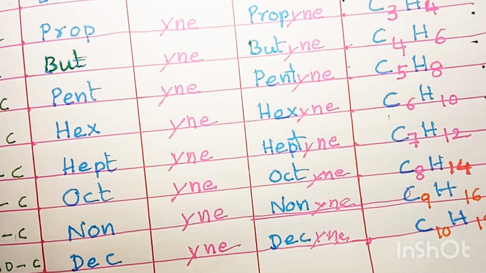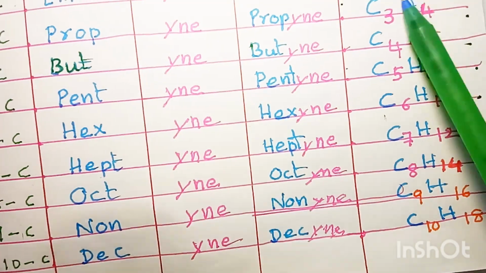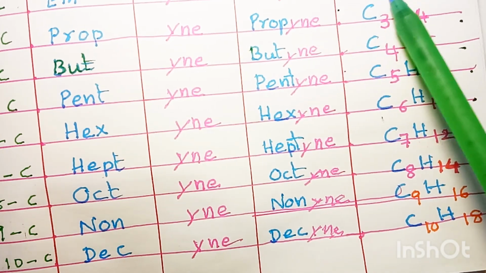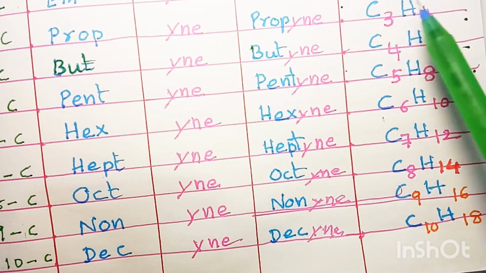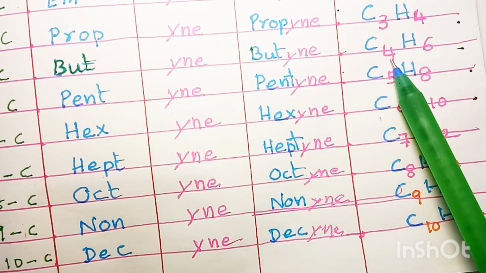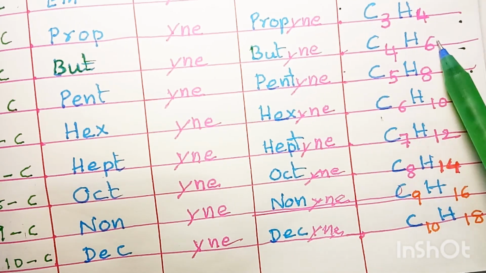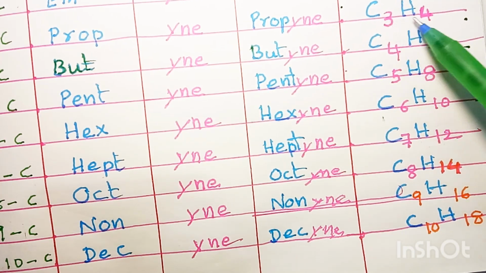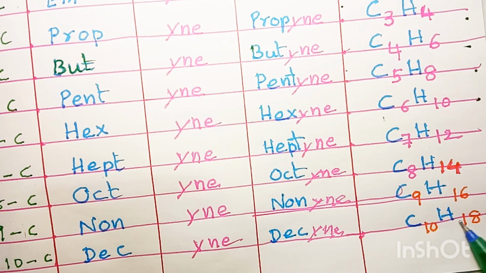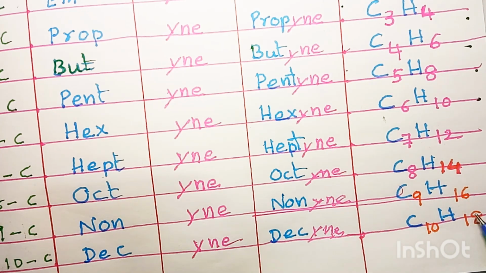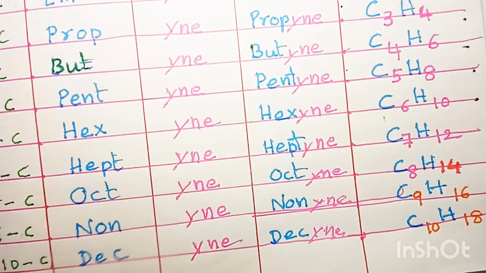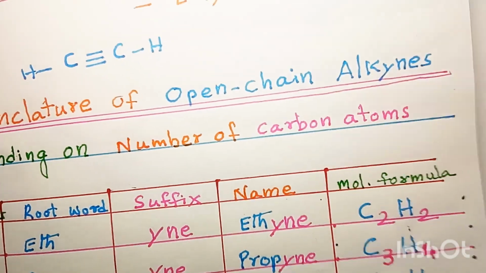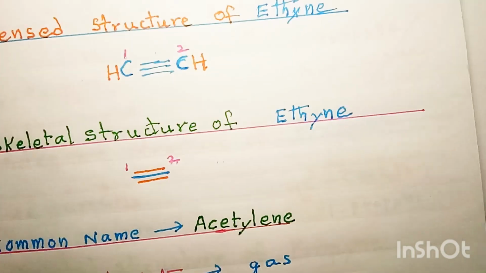You must have noticed that from ethyne to propyne, there is a difference of CH2. C2H2 becomes C3H4. C3H4 to C4H6, there is a difference of CH2. So each subsequent compound will have 1 carbon atom and 2 hydrogen atoms more. This trend will continue indefinitely. So these are the open chain alkynes. Let us see them one by one.